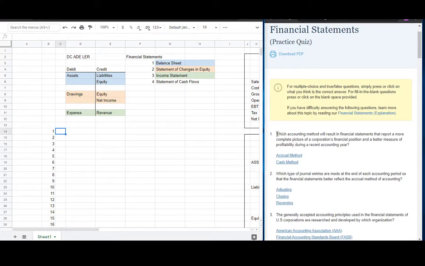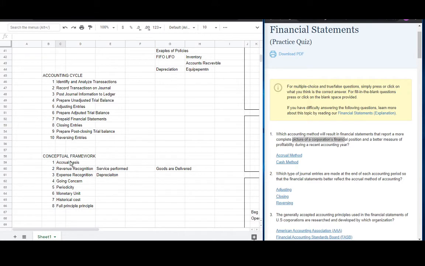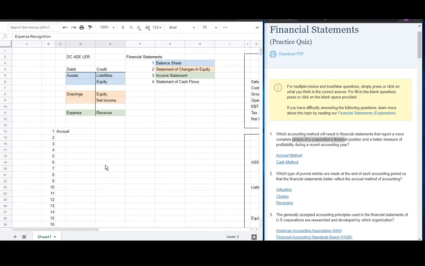So first number, which accounting method will result in financial statements that report a more complete picture of the corporation's financial position and a better measure of the profitability during the recent accounting year? It is the accrual method. It relates to the accounting principle, conceptual framework, where revenue is recognized when services are performed and goods are delivered, and expense is recognized when it is incurred. And it provides a better picture, a better projection, or a better analysis of the financial position than cash method.